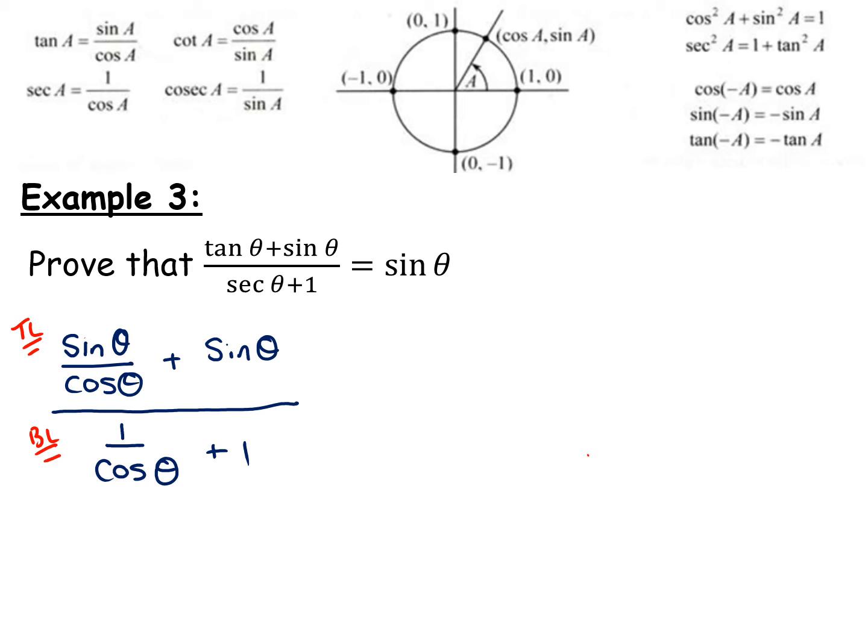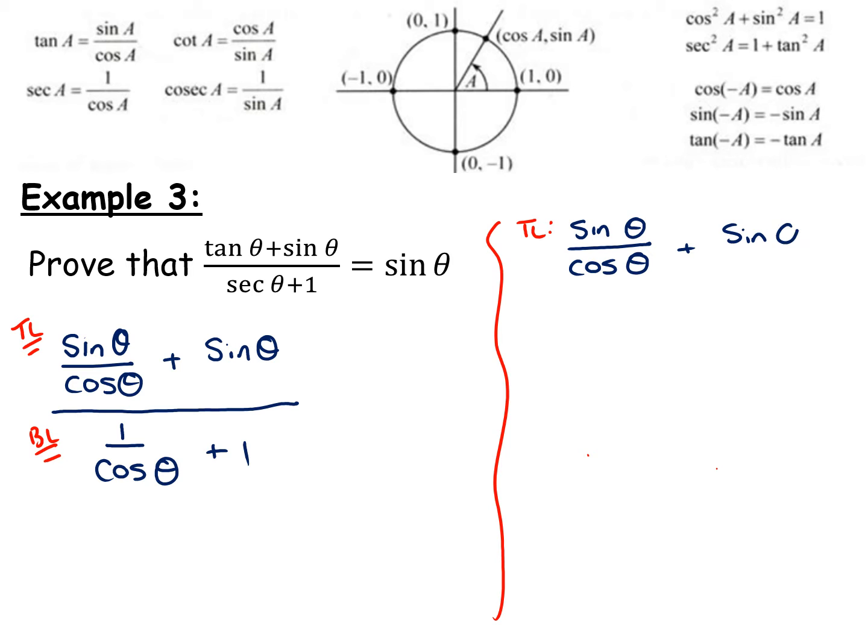So what we have here is actually a complex fraction, where there's fractions within fractions, and that can lead to a lot of problems if you don't deal with it correctly. So the easiest way I would say to deal with it is separately. TL stands for top line, BL for bottom line. So I've just brought the top line over here. I want a common denominator: sine of theta all over cos of theta plus sine theta cos theta.